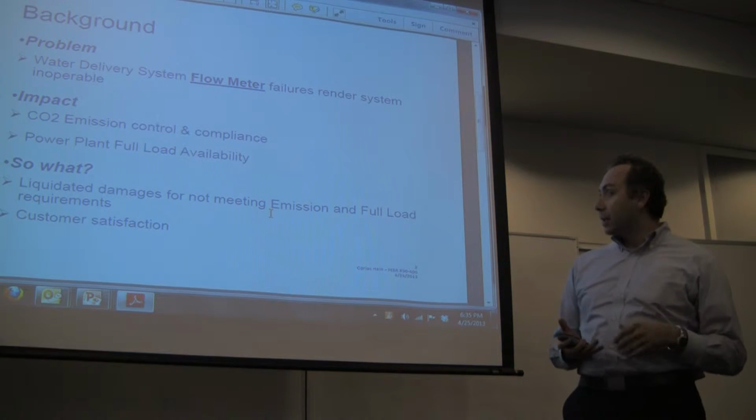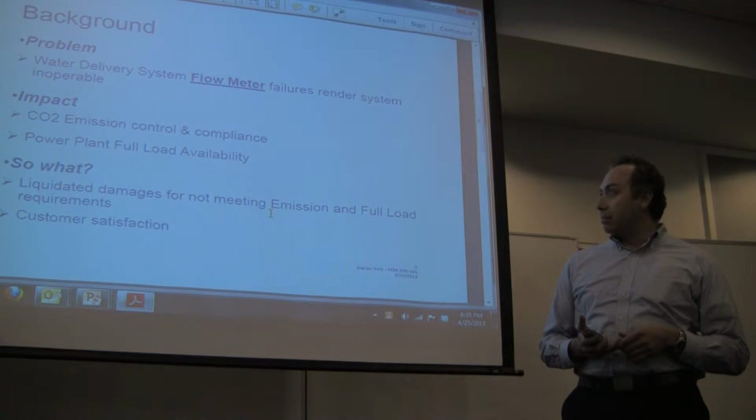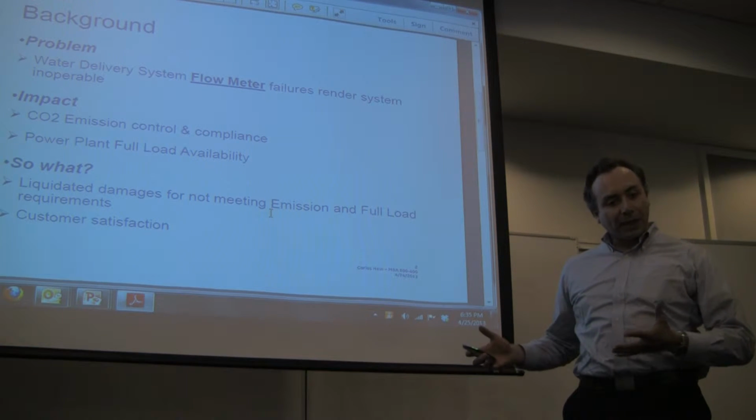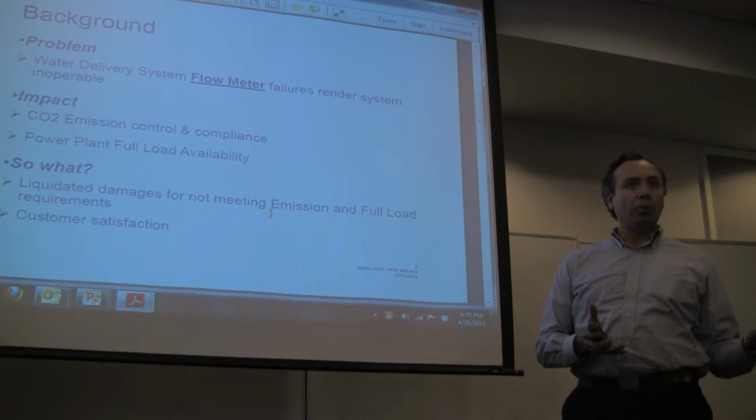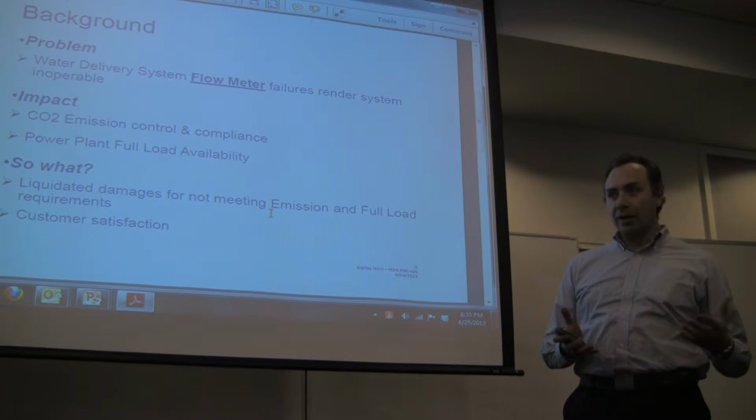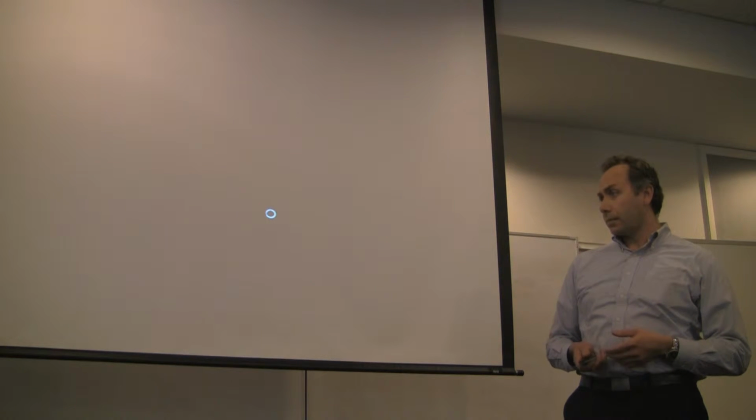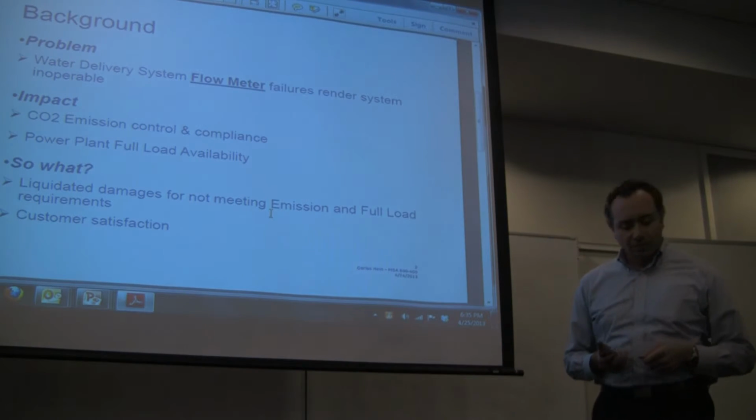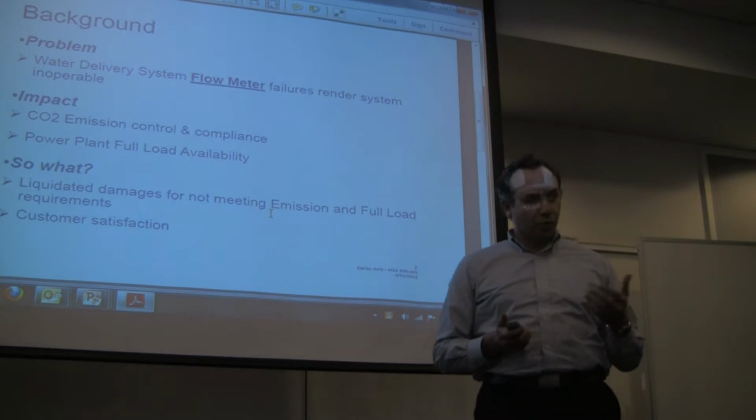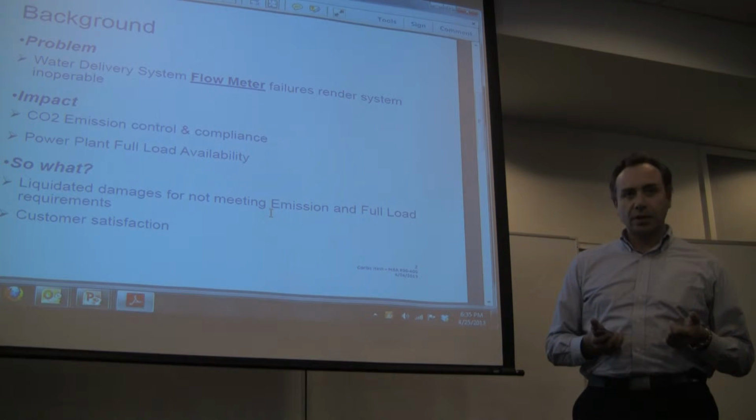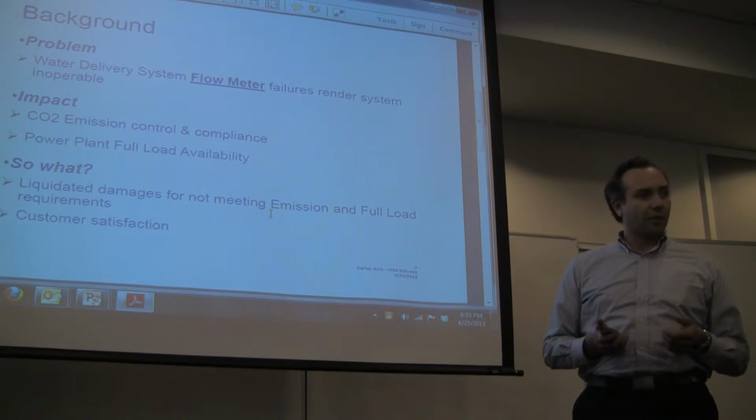And as a result, the plant cannot meet CO2 emission compliance, and the whole plant has to back down on load output by about 40%. So that's a significant impact right there. And as a result, there are liquidated damages to the owner of the plant, to my customer, and that could be significant, of course. And as a result, the customer's not very happy.